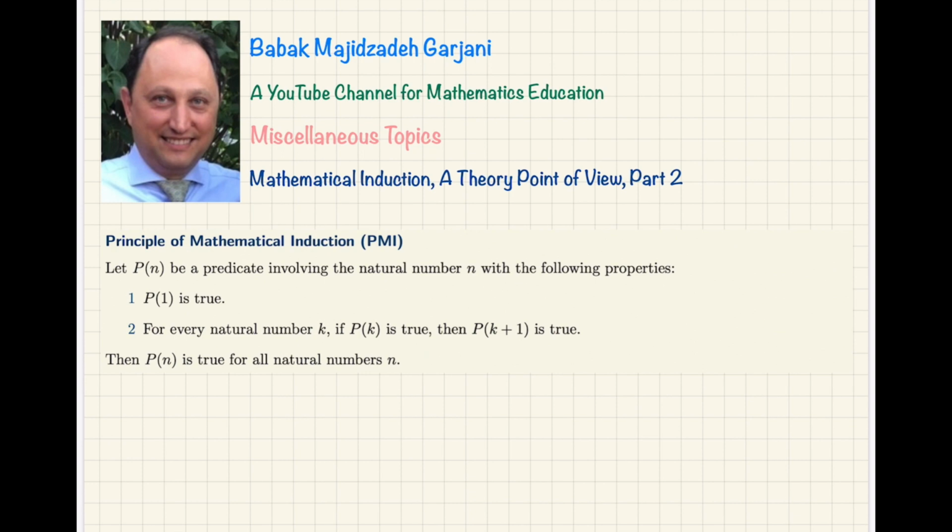Okay, the first thing that I want to do is to slightly change the principle of mathematical induction statement that we had in the previous video. So this is the copy-paste from the previous video. The principle of mathematical induction, PMI for short, states like this. Let P(n) be a predicate involving a natural number n with the following properties. First, P(1) is true. Second, for every natural number k, if P(k) is true, then P(k+1) is also true. If this predicate enjoys these two properties, then I can immediately conclude that P(n) is true for all natural numbers n. So that is the statement of the principle of mathematical induction. We proved this using the well-ordering principle in the previous video.